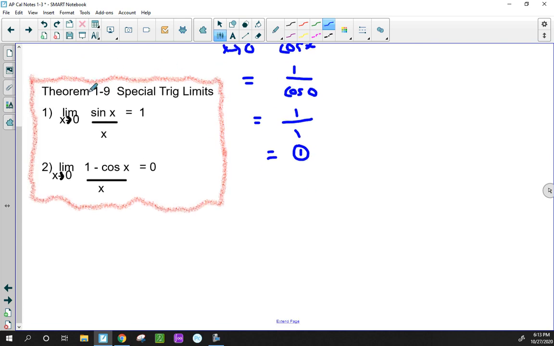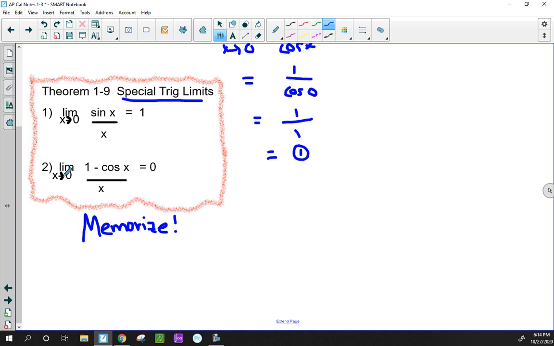Now I'll put a big red box around this, meaning this is super important. It's Theorem 1.9 in your textbook, called Special Trig Limits. These are two that you must memorize. Honestly, that is the best thing to do in this situation. This is another concept that they like to ask on the AP exam. So just memorize these. The limit as x approaches 0 of sine x divided by x, if it looks exactly like this, then the answer is 1. Now, if they change it in any way, it doesn't mean it's 1. But if it's exactly like this, 1.